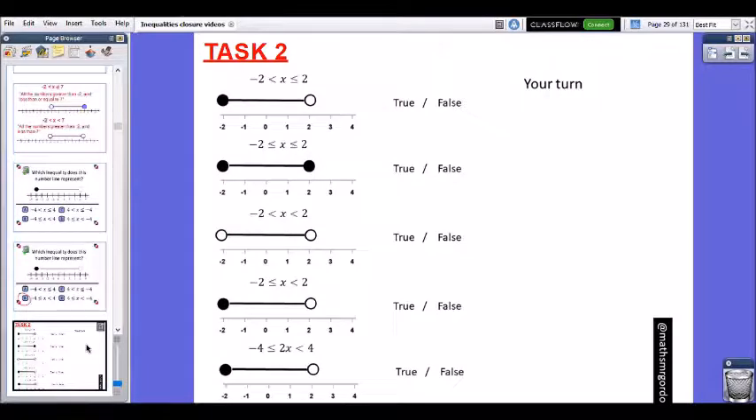Okay, so please can you find task 2 on your worksheet? It is a true or false activity. So for each inequality and number line, you need to decide, has this worksheet drawn the number line correctly? So true or false for each question, please. And please find your answers on the worksheet and just let me know if you need any help.